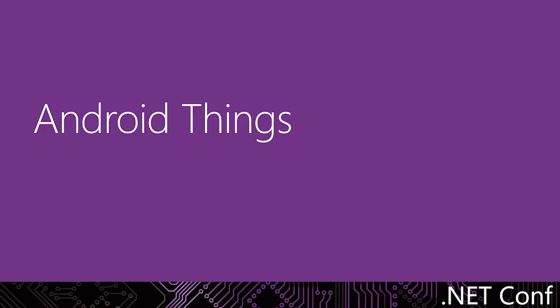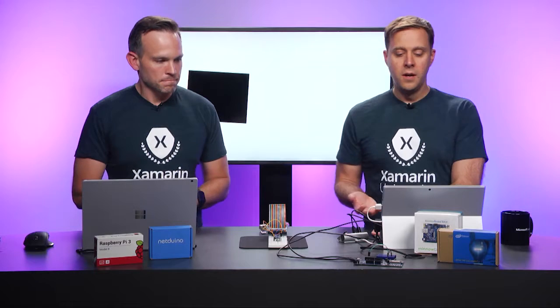We're going to start with Android Things. We're going to start with a simple example here, and let's take a look at Android Things. It's a new platform. It's in preview, and really Android Things is Google's answer to IoT.